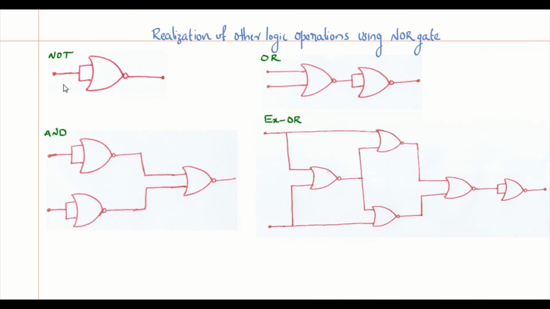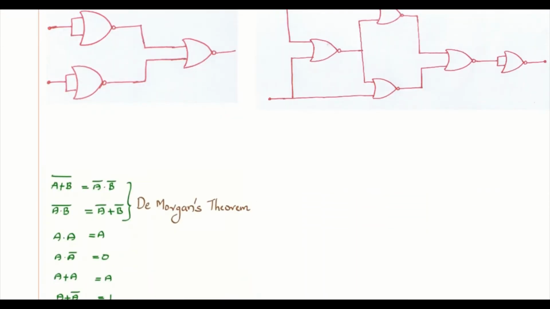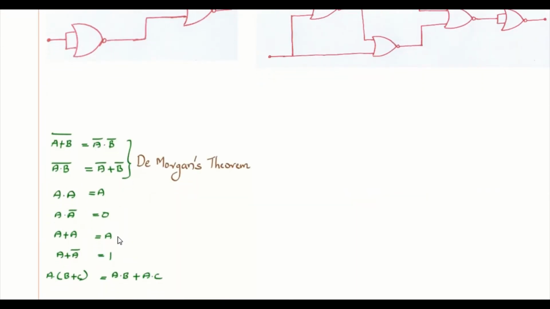Next is the realization of other logic operations using NOR gate. NOR gate is also functionally complete. We can realize NOT gate, OR gate, AND gate, and exclusive OR gate using NOR gates. The first one is the realization of a NOT gate using NOR gate.